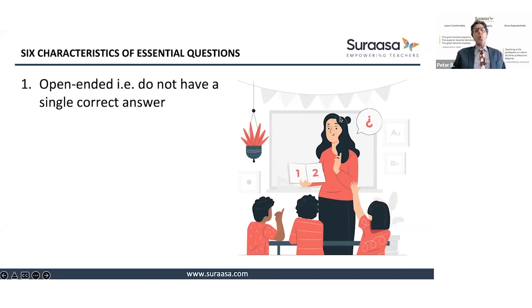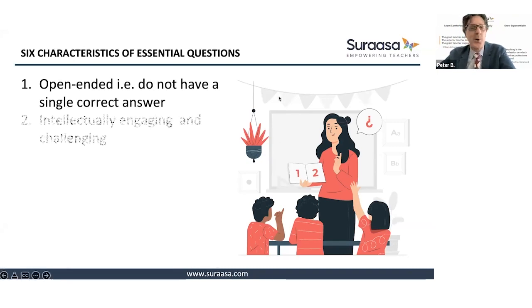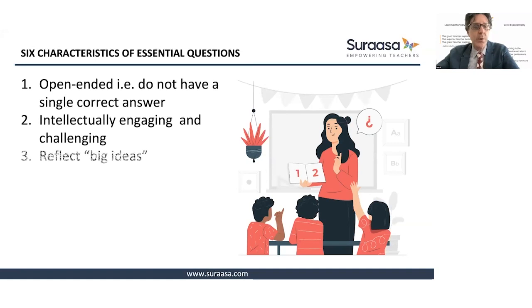And so essential questions, here are the six characteristics of what makes them essential. They are open-ended. They do not have a single correct answer. What is the purpose of education? Well, there is a myriad of ways in which you could answer that particular question, okay? They're intellectually engaging and challenging for students, okay? They are the thing that they should be grappling with. If you're using them correctly, they should be grappling with it to some degree, okay?